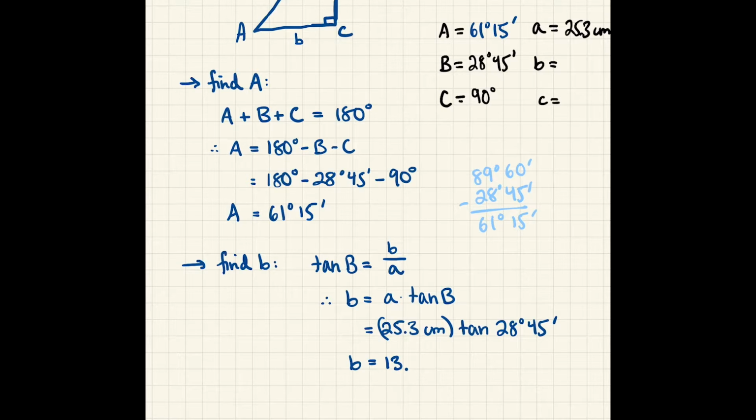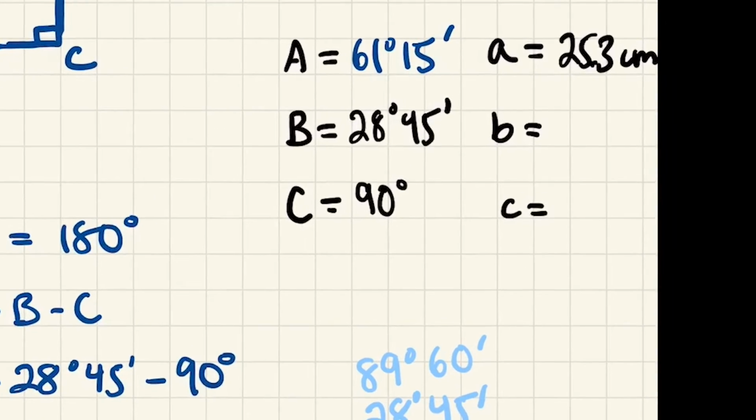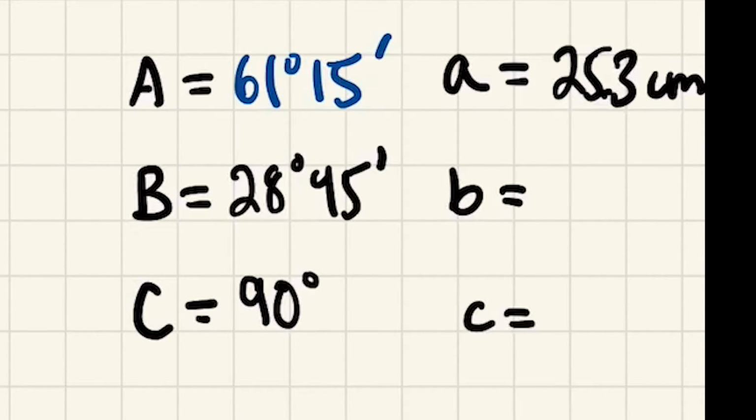So using a calculator, I get that little b is 13.8800553, that goes on forever, centimeters. Okay, so going to our final answer up here, let's round little b using the significant figures given in the problem. So we can see to conform with the measurement A, we should round 13.88 to 13.9 centimeters.